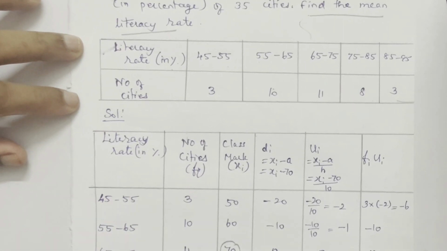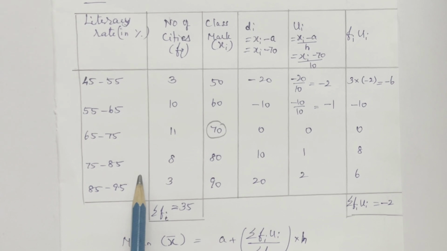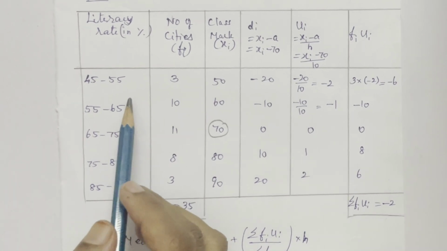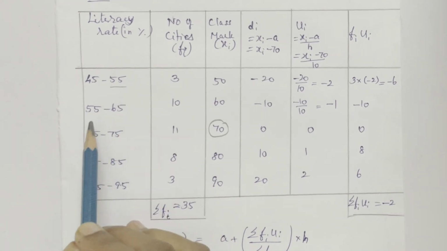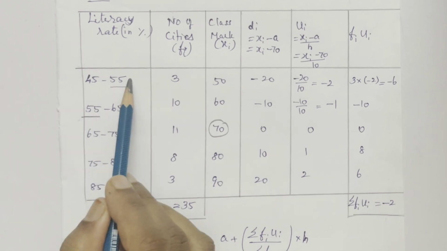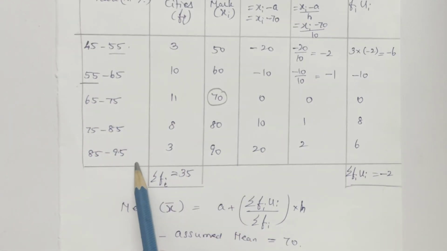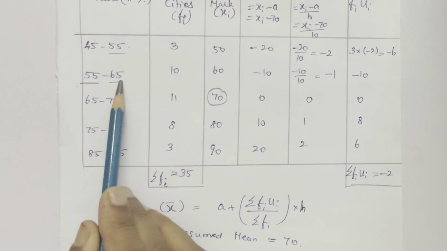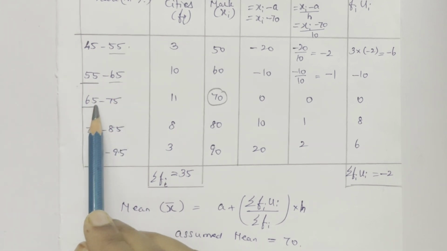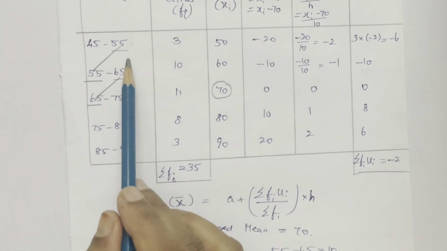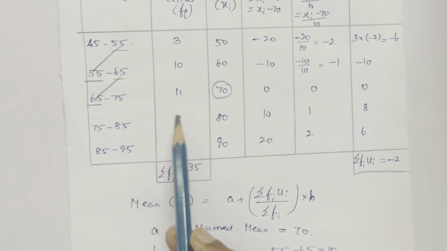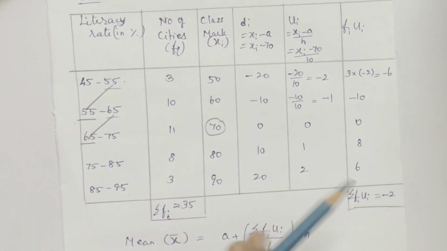Here the literacy rate is given in intervals. First we have to check whether it is continuous. Here the upper limit and the next lower limit are the same. In all the intervals it is the same. The upper limit of the previous one and the lower limit of the current one are the same. So the given intervals are continuous, and we can proceed to the class mark directly.